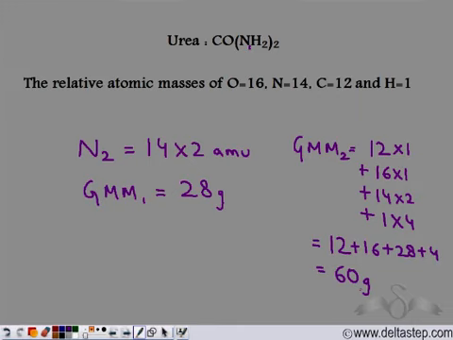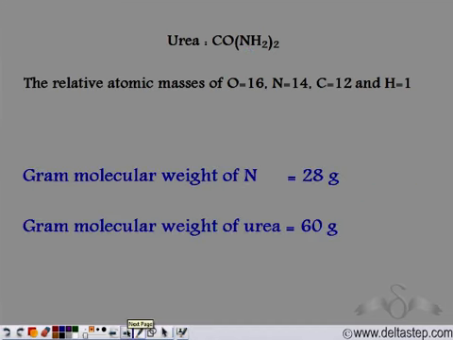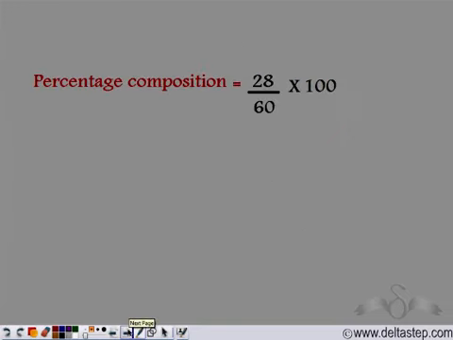Now we have to calculate the percentage composition of nitrogen in urea. So what do we do? We have both the gram molecular masses. So we now divide the gram molecular mass of nitrogen by the gram molecular mass of urea, and to calculate the percentage composition we multiply it with 100. So what do we get? On calculating we get 46.67%. So this is how we get the percentage composition of the entire amount of nitrogen present in urea.